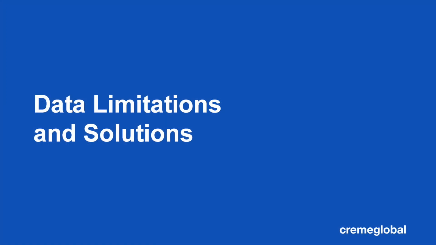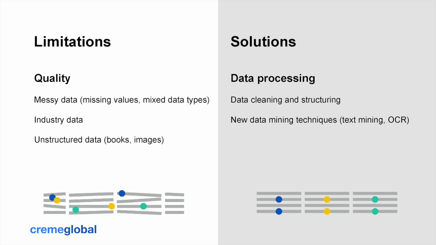So now I would like to talk a bit about data limitations and solutions. The data that we are working with has various limitations that we have to be aware of to ensure that our predictions are as accurate as possible. The most common problem we have with data is the quality of the data. If the data is of low quality, then the model that's using this data will make poor predictions. And one of these issues that we have to deal with almost every time we get a new data set is messy data. And that means that the data is missing a lot of values or has mixed data types.